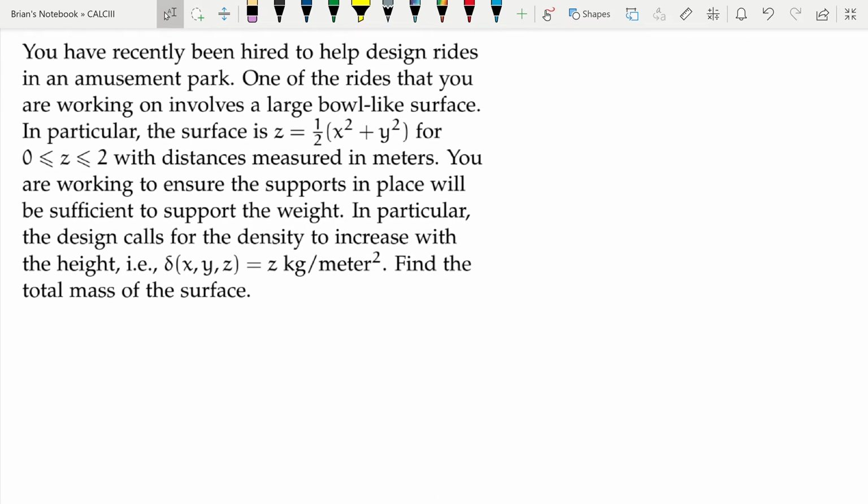You've recently been hired to help design rides in an amusement park. One of these rides that you're working on involves a large bowl-like surface. In particular, the surface is that for 0 is less than or equal to z, which is less than or equal to 2. And then you get your density. Don't write this whole problem down in your notes. All I want you to write down is the z, the bounds, and the density. Don't worry about all the words. You can find this online. I believe this was in Butler's lecture; it wasn't the same numbers, but it was in his lecture. So we have z is equal to 1/2 (x squared plus y squared). The second one was 0 less than or equal to z, which was less than or equal to 2. And we have our delta function, z.